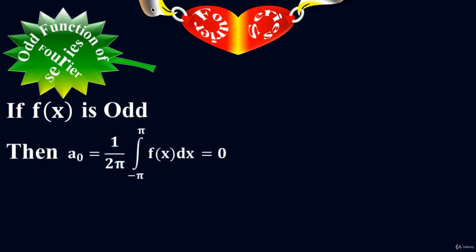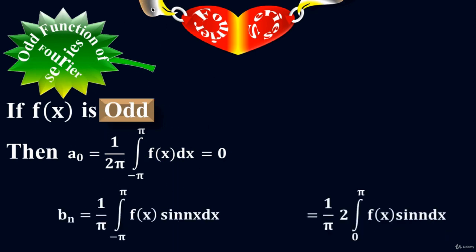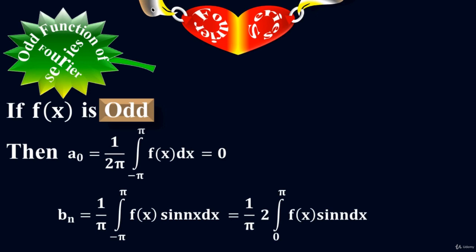Odd function of Fourier series. If the periodic function f of x is odd, then a sub naught equals 0. I have already mentioned that if the function is odd, according to the rule of Fourier series, the coefficient value will be 0. So here a sub naught equals 0. But when you take b sub n, it equals 1 over pi times 2 times the integral of f of x times sin nx dx.